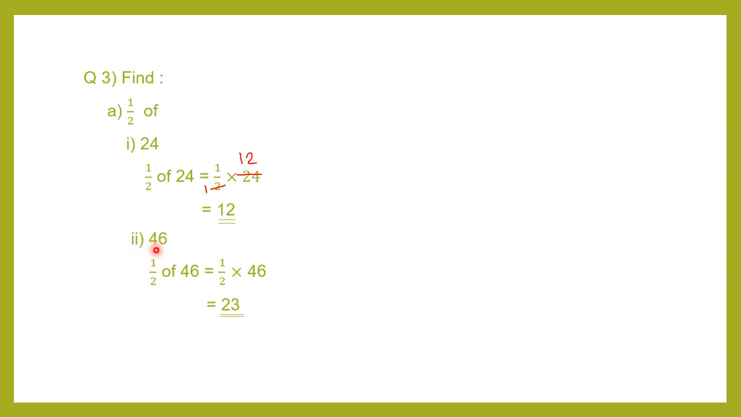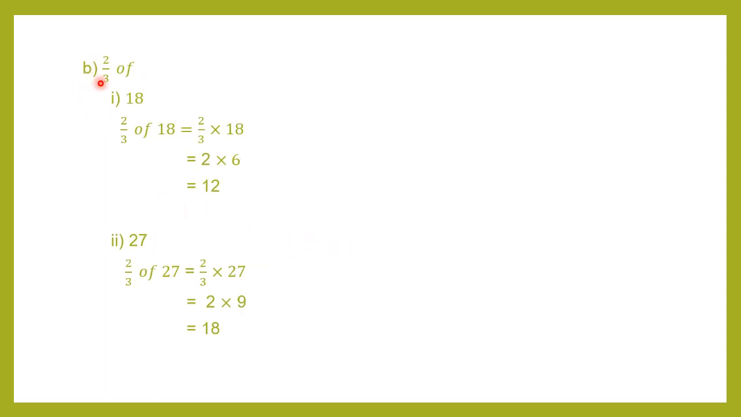So that is equal to 12. Question number 2, 46. So 1 by 2 of 46. Of means multiplication. So 1 by 2 multiplied by 46. Again cut 2 and 46. Both are multiples of 2. 2 ones are 2 and 2 twos are 4 and 2 threes are 6. So that is 23 multiplied by 2 is equal to 46. So 1 into 23, the answer is 23.